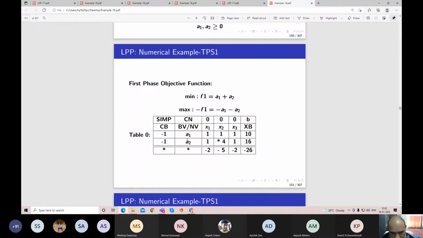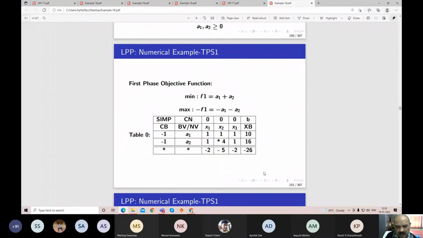And what is the value of the objective function? Minus F1 is becoming -26, so F1 equals 26. Okay. But as I already mentioned, once it becomes 0, we will move to phase 2. Unless it is 0, we will not move.